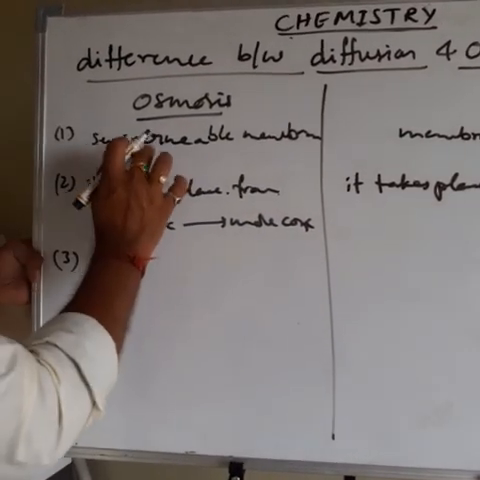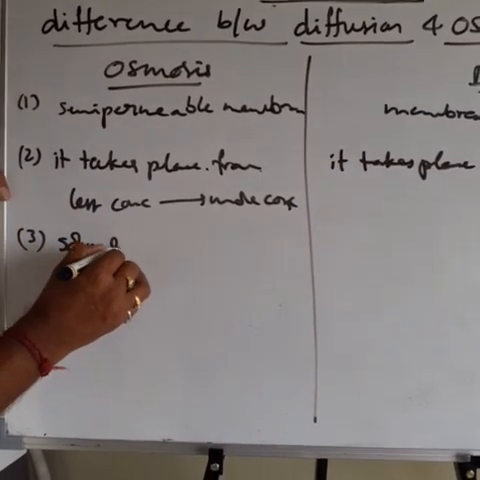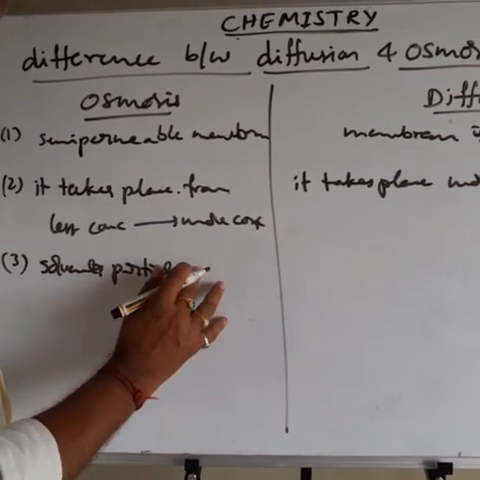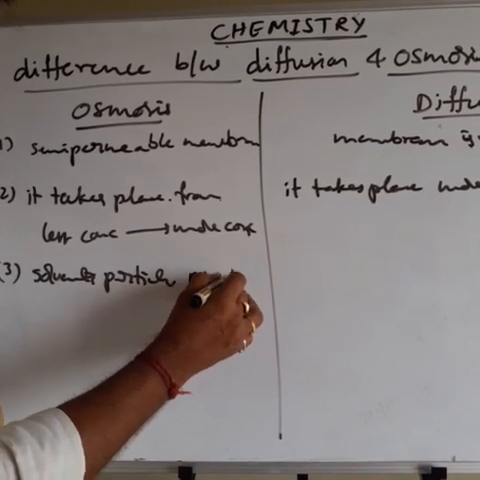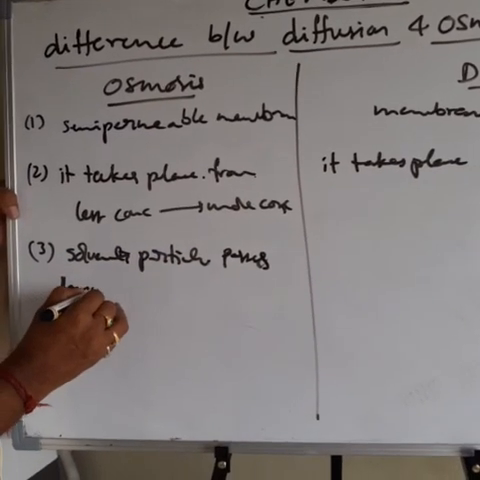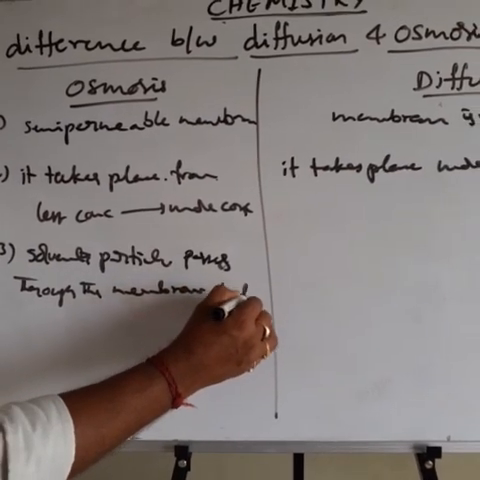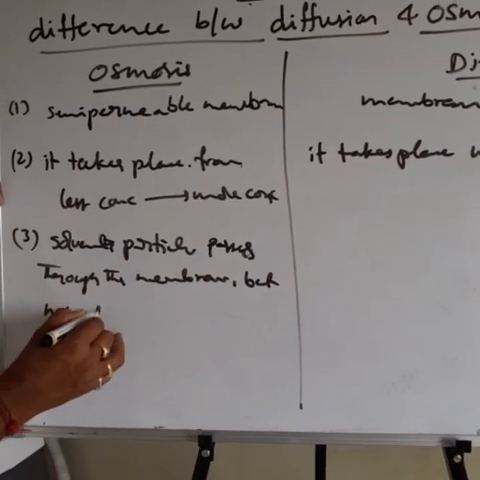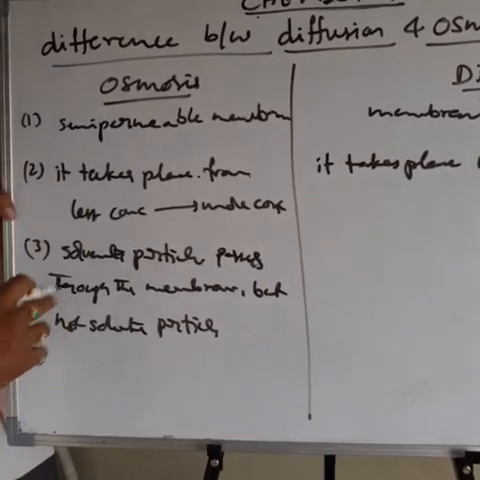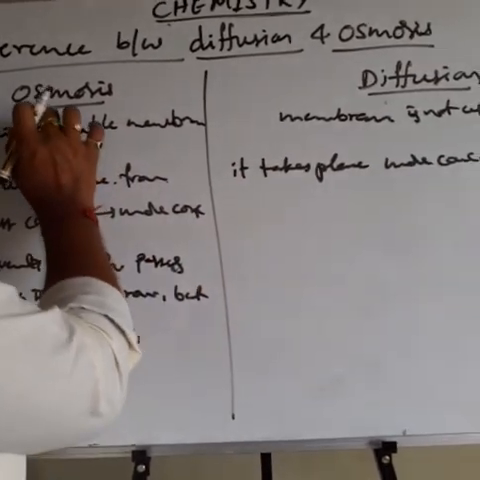Then the third point: the semi-permeable membrane allows the solvent particles only to pass through the membrane, but not solute particles. So through this semi-permeable membrane, only solvent particles pass, but not solute particles. That is in the case of osmosis.